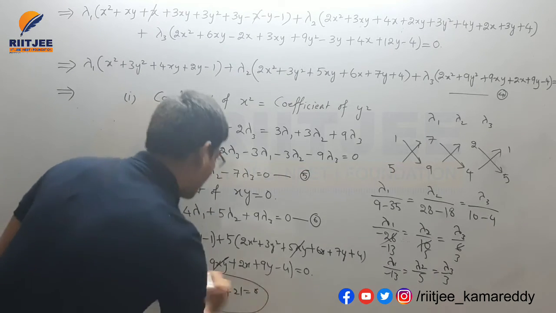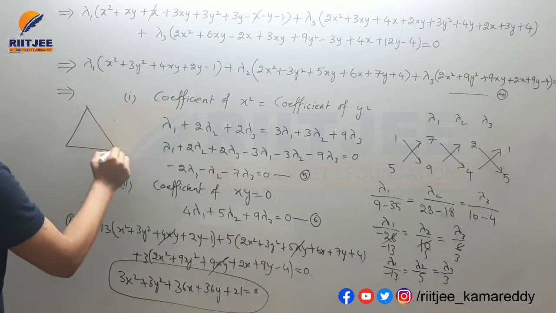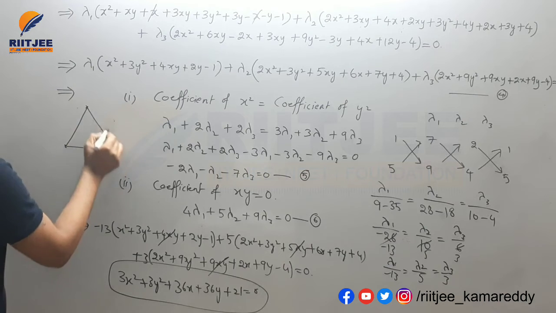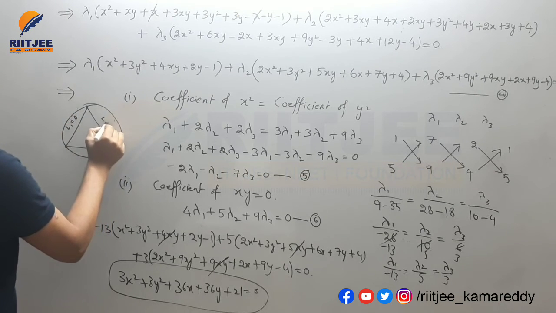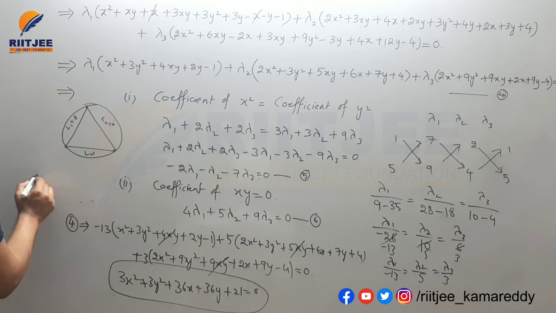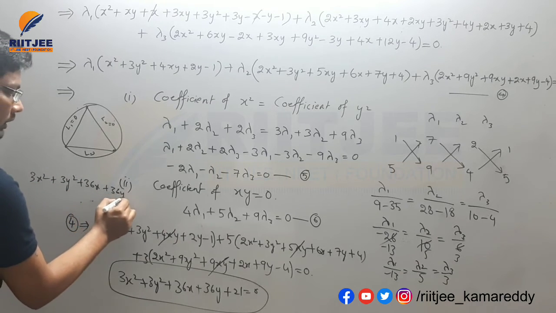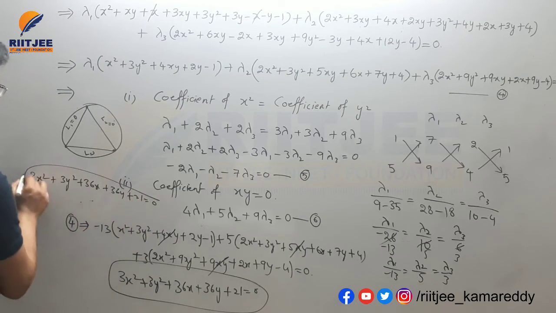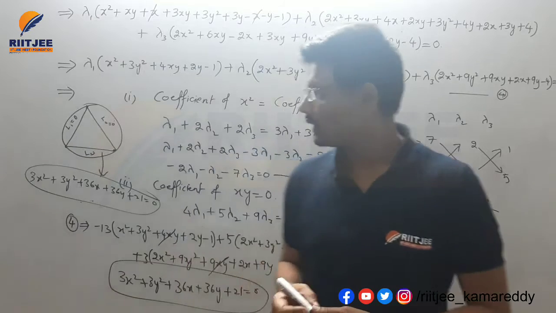This is the final equation of the circumcircle of the triangle framed by L1 equal 0, L2 equal 0, L3 equal 0. That is, the final expression is 3x square plus 3y square plus 36x plus 36y plus 21 equal to 0. This is the equation of the circumcircle of a triangle here.